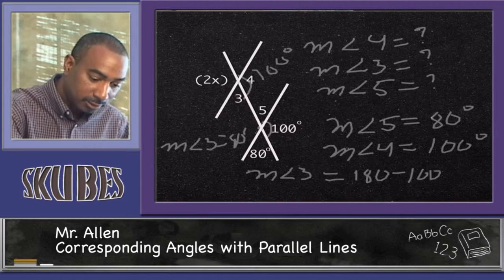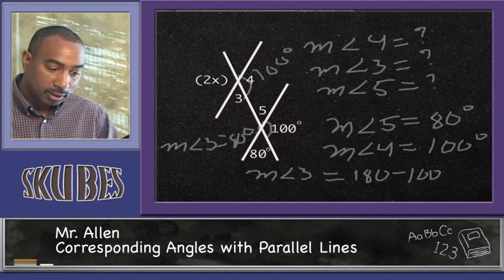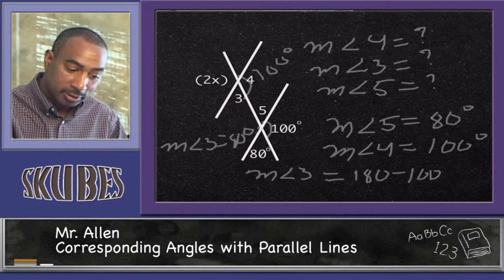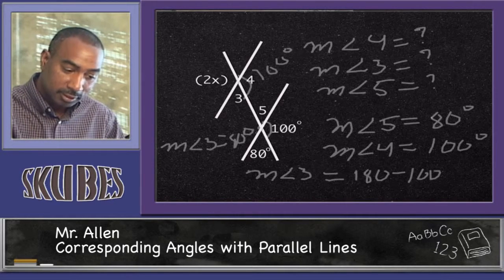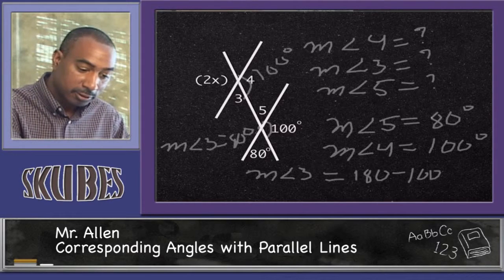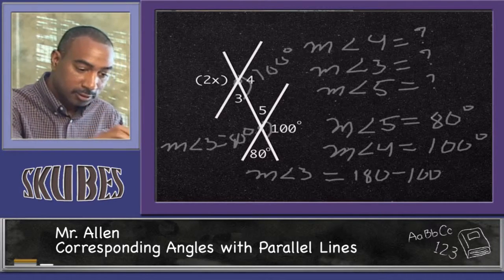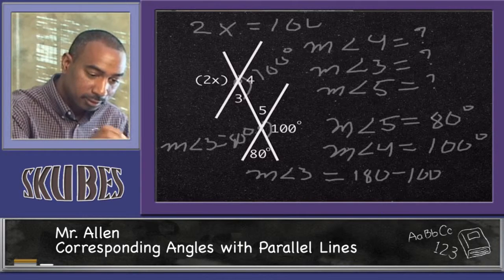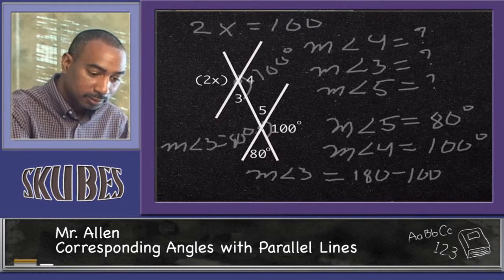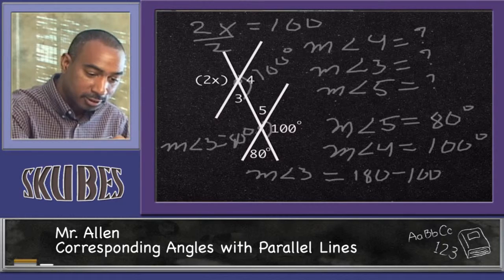So angle 3 equals 80 degrees. And if you want to know what the measure of this angle is, it's going to be twice whatever x is. They're vertical angles. So I can simply say that 2x equals 100. So x has to equal 50.